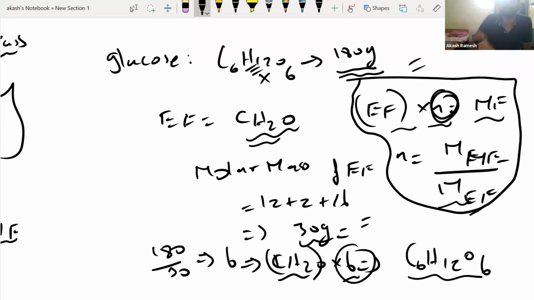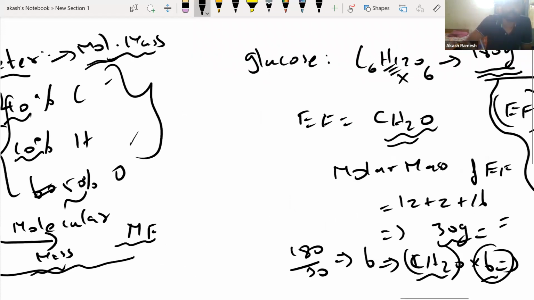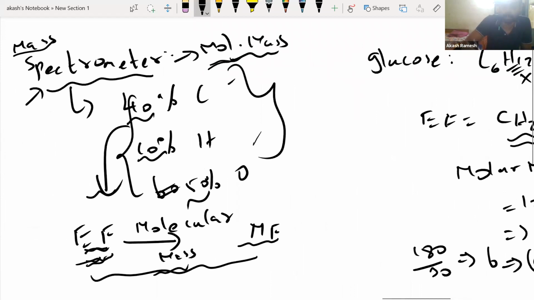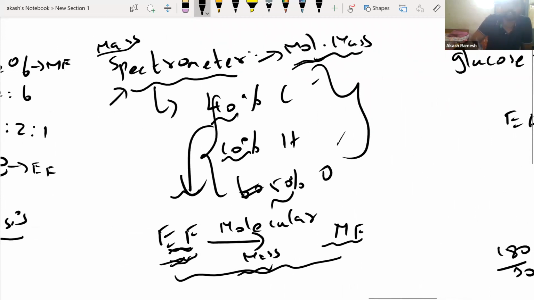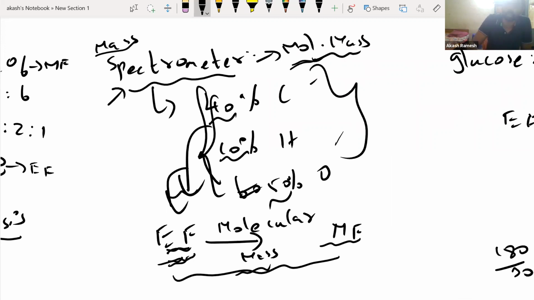Now, the entire question package would be to give these percentage values. From the percentage values, calculate the empirical formula. From the empirical formula, with the molecular mass given in the question, you find the molecular formula. This can be a whole question, and that question can be of 5 marks. One question, 5 marks they will give you.